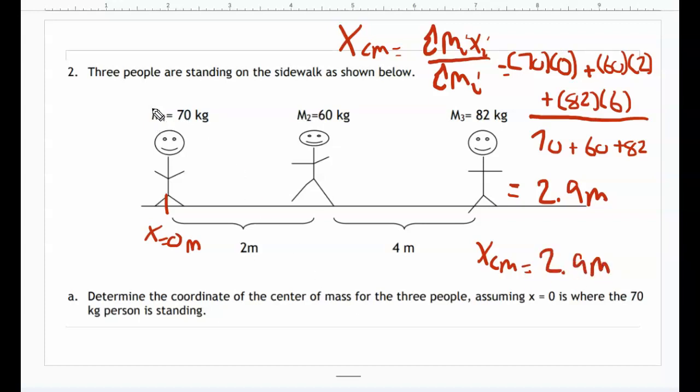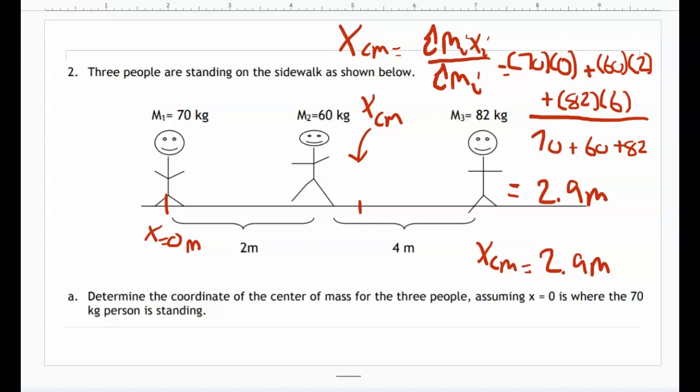Meaning if you were to consider all three of these people and treat them as one big object, the force of gravity for that combined mass would act through the center of mass, which would be located at 2.9 meters. If this is 2 meters, then 2.9 meters is probably like here somewhere. And so that's where xcm would be located. So that is how you do a simple one-dimensional calculation for center of mass. Pause it there if you need to finish looking at that.